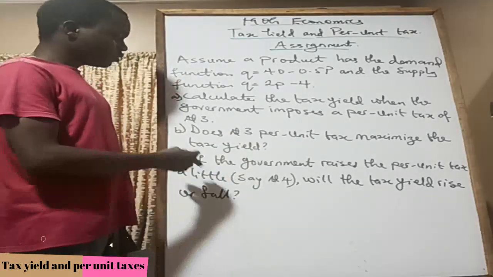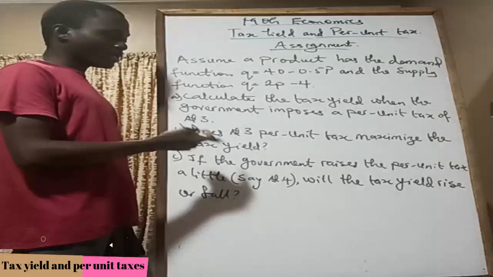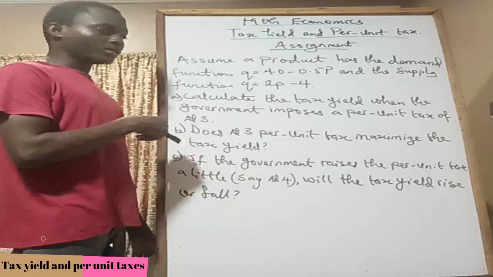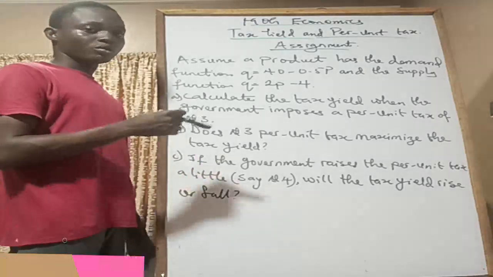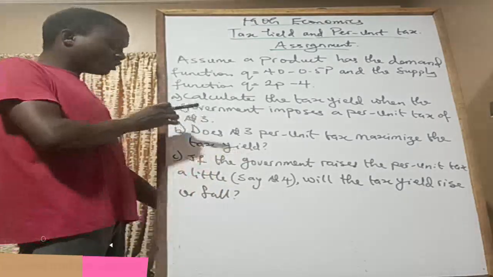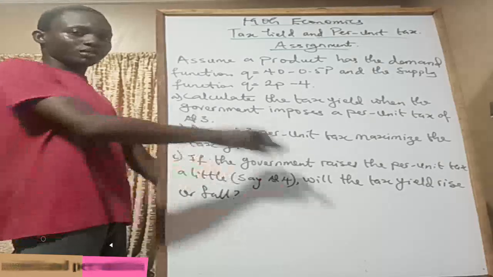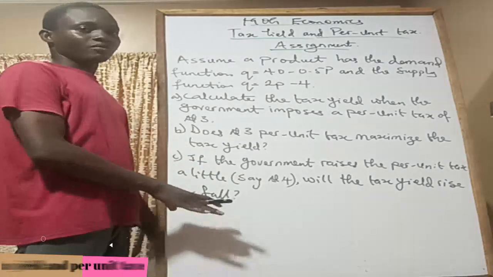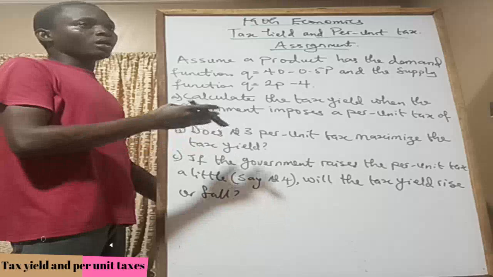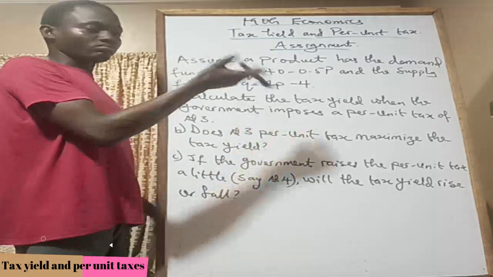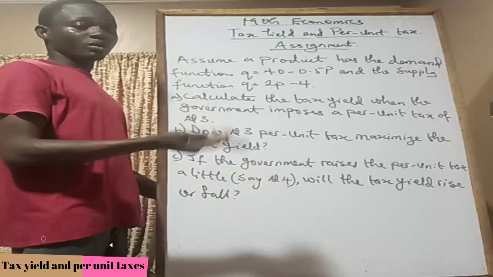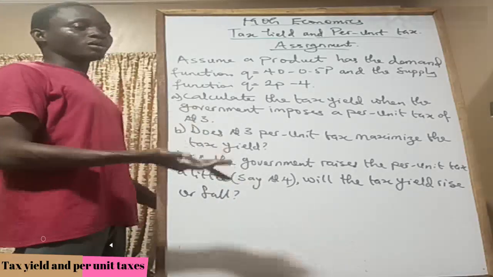Then B, does 3 naira per unit tax maximize the tax yield? So in this case, you wouldn't be using 3 naira, you need to use T. Like this big question is asking you to do what we did in this video, right? You would have to use T. The way our T was 7.5 when we solved, your T is going to be something, maybe 20, maybe something more than 3, maybe something lower than 3.